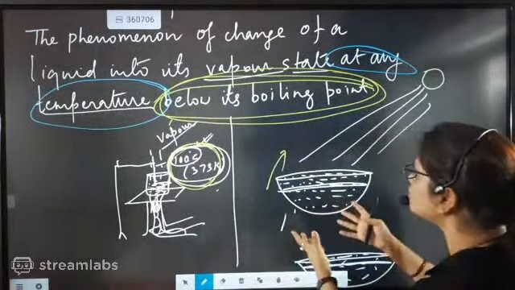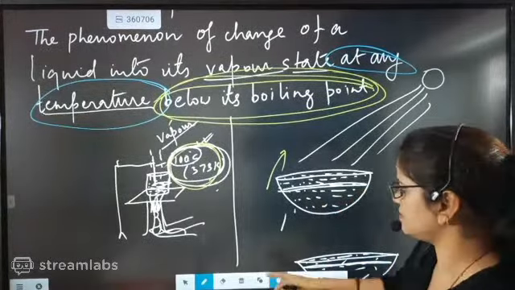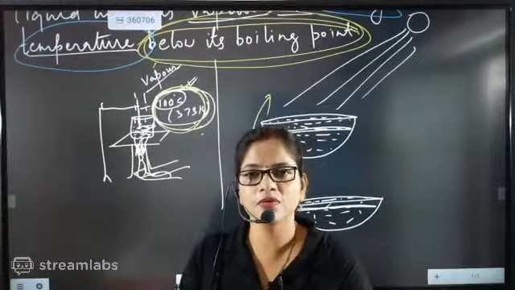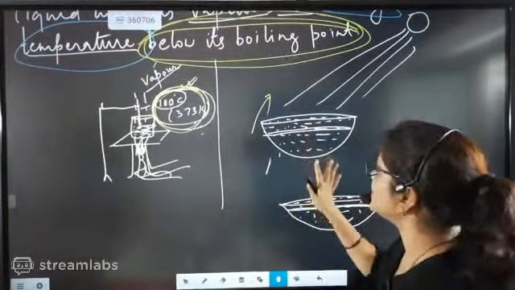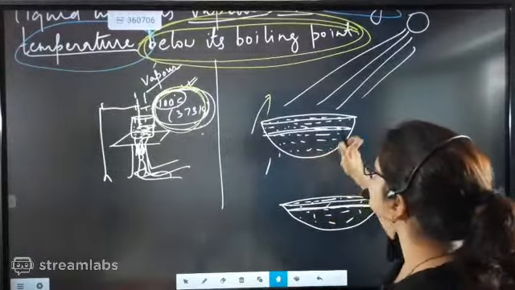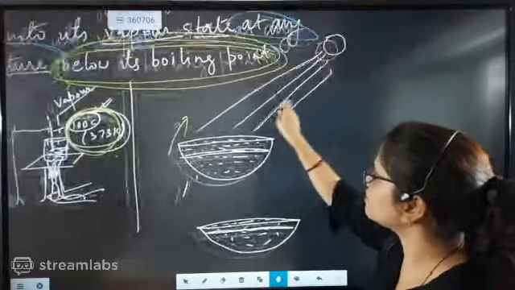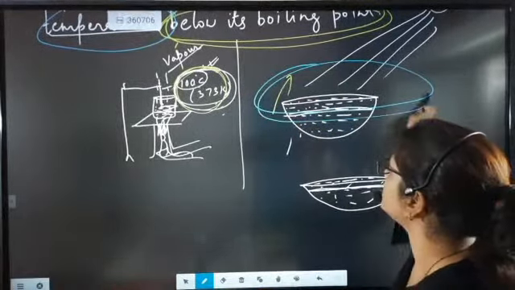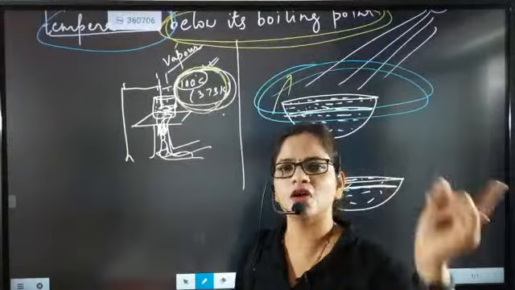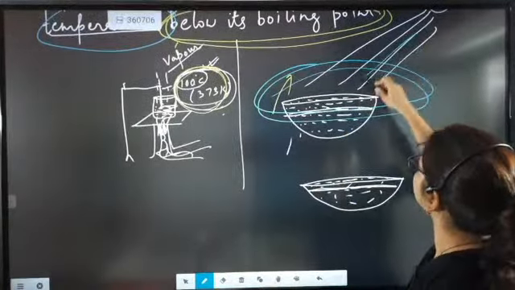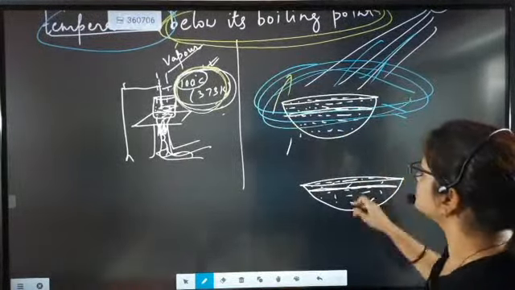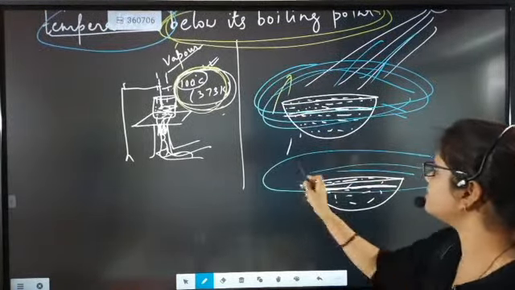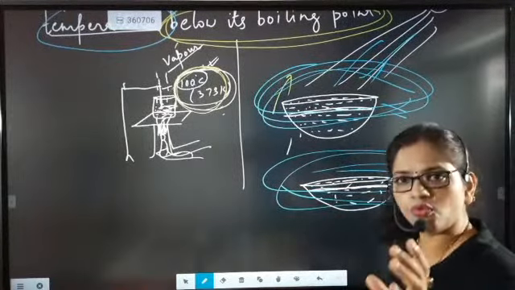Here we have not provided any external heat to the system, and we have not increased the temperature. It is not like we are boiling the bowl. No, we are not providing any heat. Rather, this bowl is receiving heat from the surroundings, whatever the temperature of the surroundings is. It is not even receiving heat from the sun, only from the surroundings. That means your room temperature.